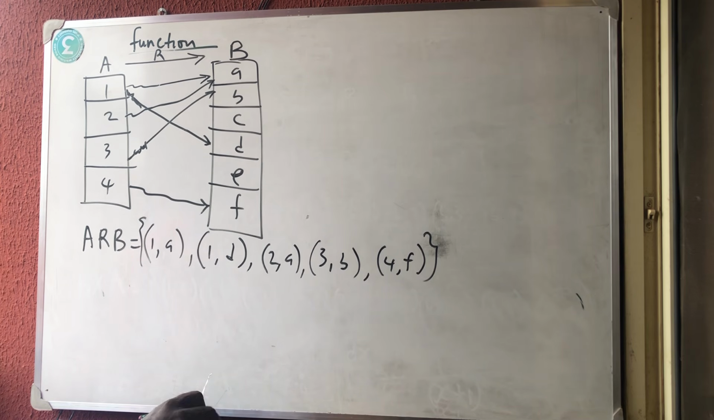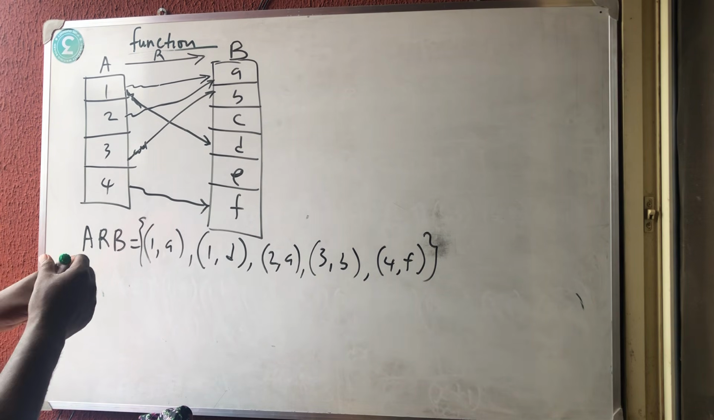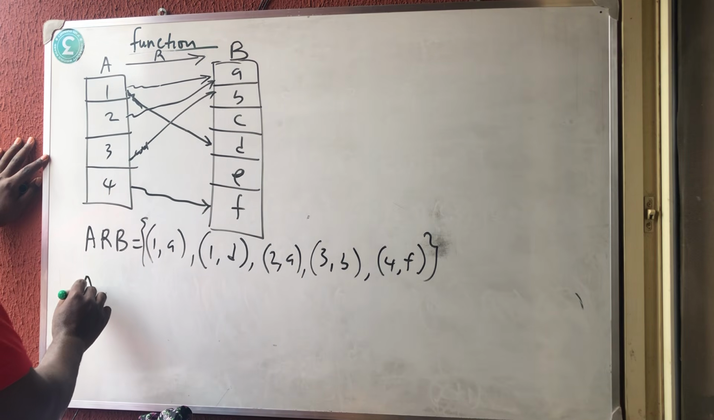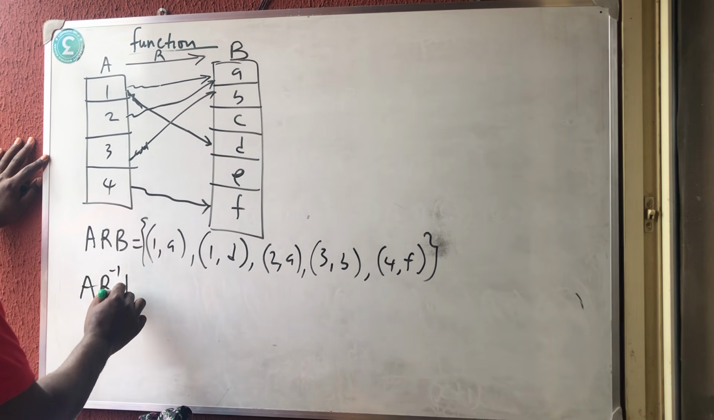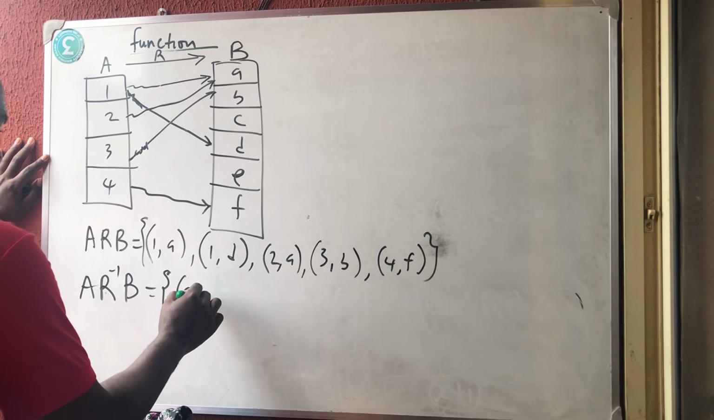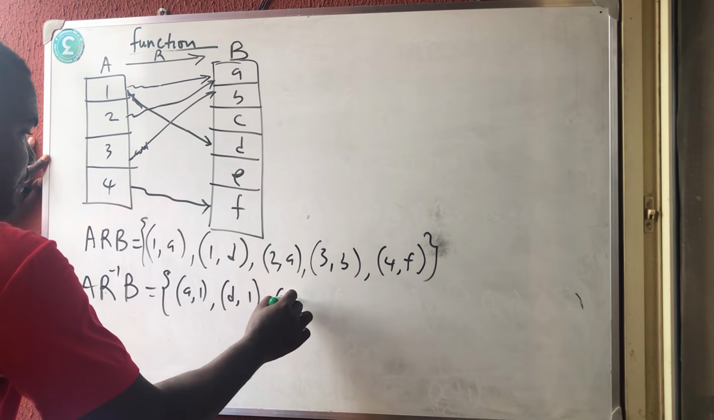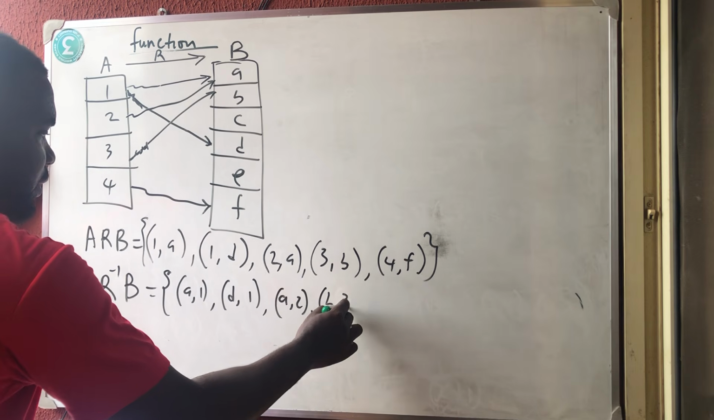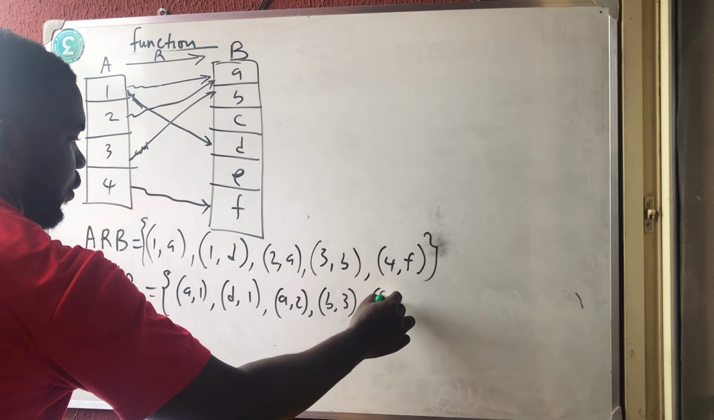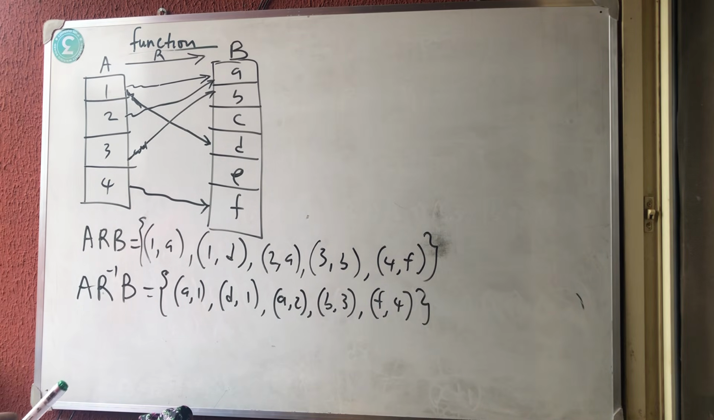Now let's go to the inverse relation. Inverse relation is like going back. Like if I want to find the inverse relation of this, A inverse relation of B is for me to go back, which is I'll write A before 1, I'll write D before 1, I'll now write A before 2, I'll write B before 3, then what? F before 4. So you are going back. The inverse relation means going back. Okay, that is that. So the next one we'll talk about is what is function.